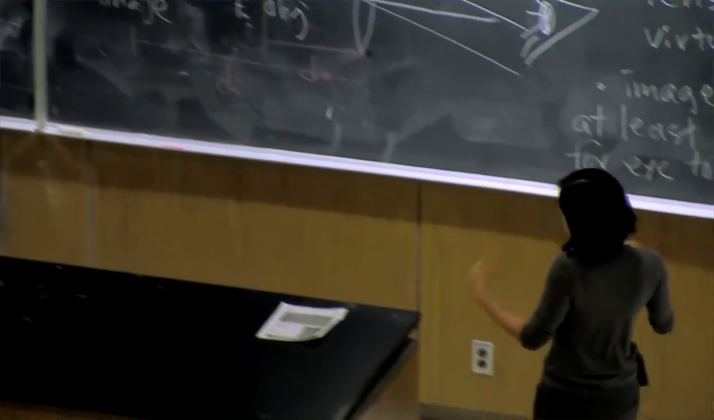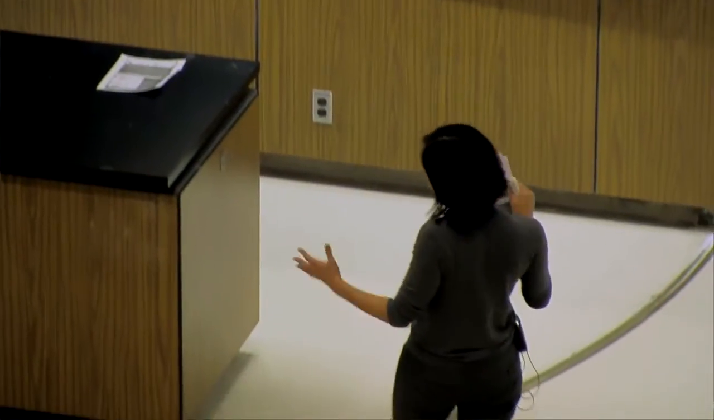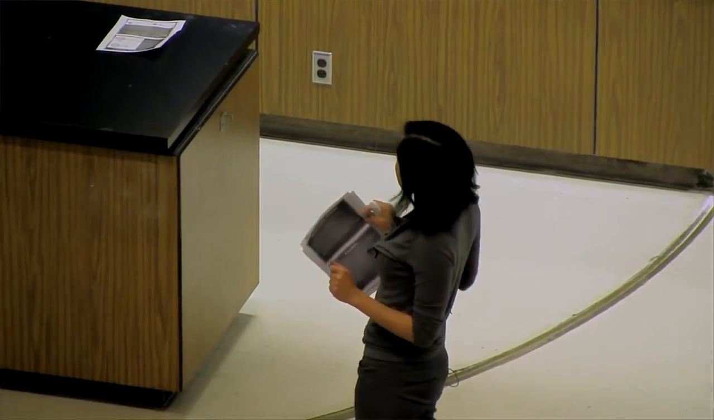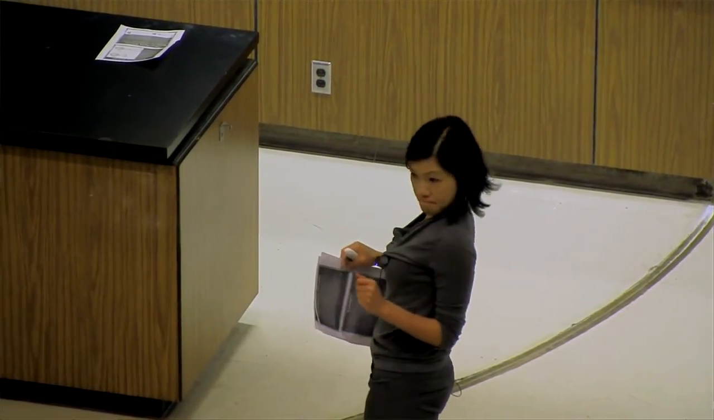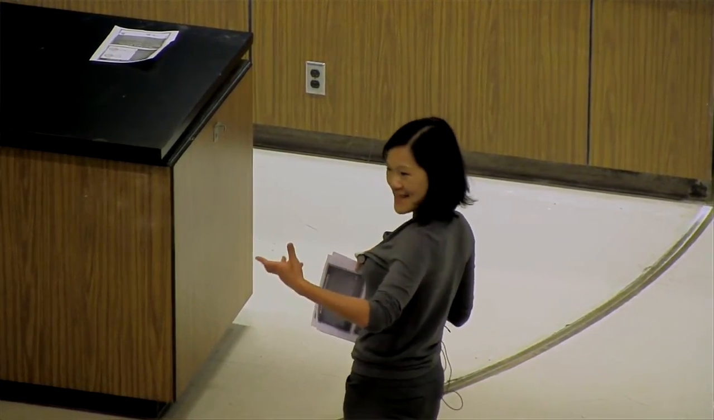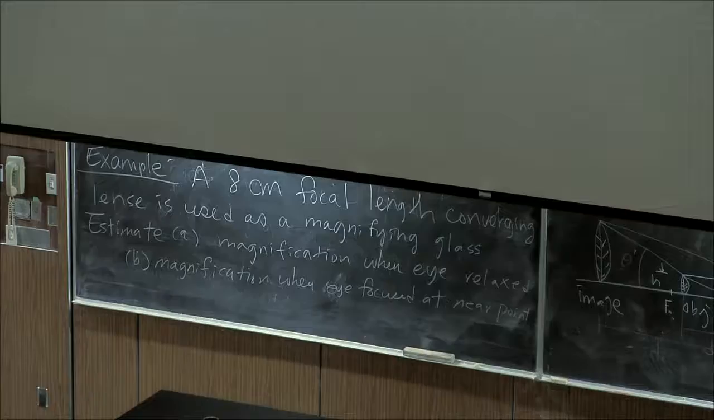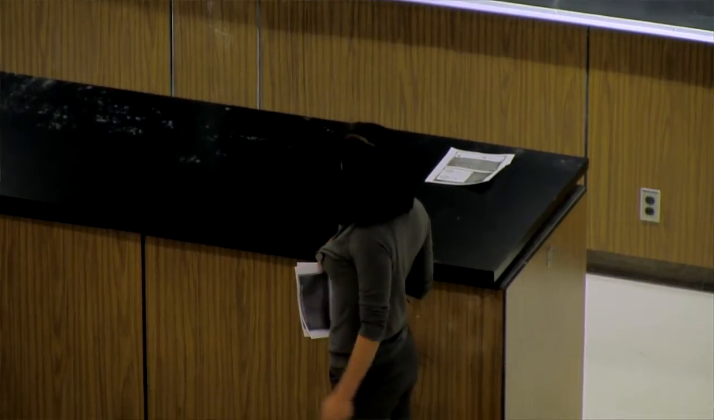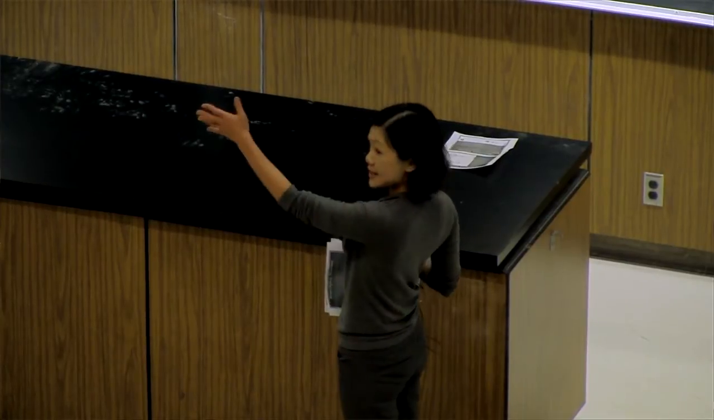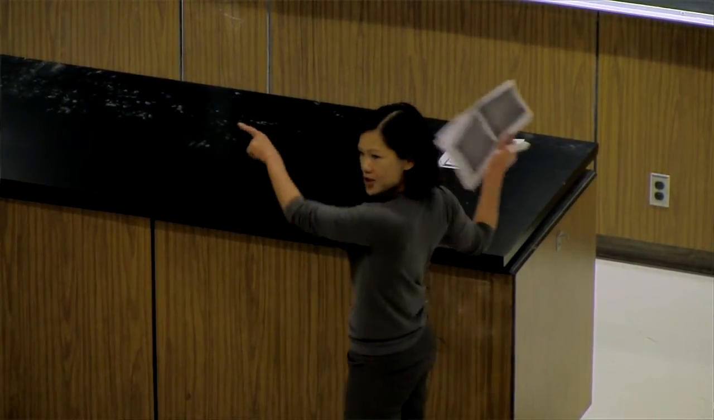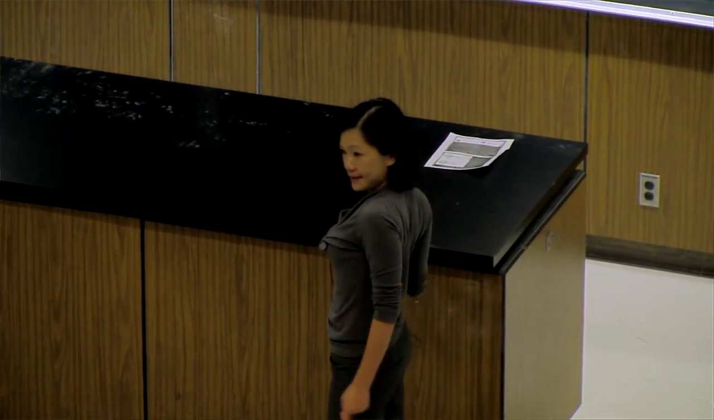All right, so suppose I'm making use of a convergent lens whose focal length is 8 centimeters. And this is actually the type of lens used by the jeweler. So estimate what is the magnification when the eyes are relaxed. And second part, what is the magnification when the eyes are focused at the near point? Which are the two cases we just discussed, right?